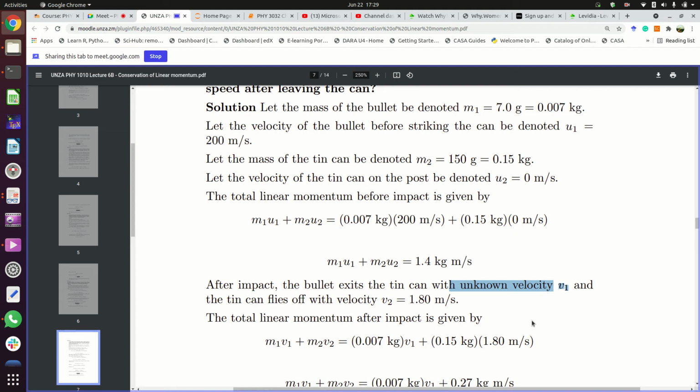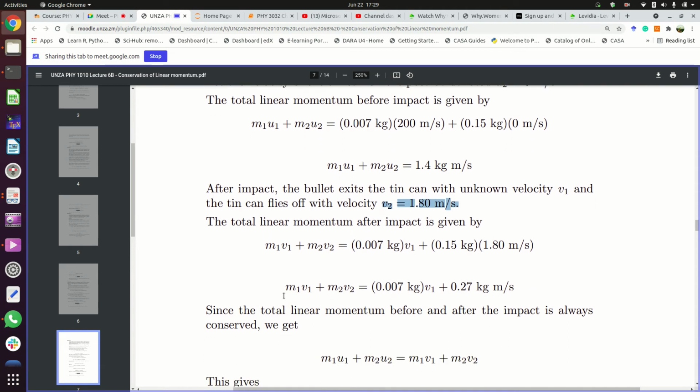the impact. So in this case, the velocity with which the can flies off is 1.8 meters per second, and that's what we're denoting as v2. So v2 is 1.8 meters per second. With this information, we can work out the total amount of motion which is there just after the bullet collides with the can. That's going to be the total linear momentum after impact. That's going to be the mass of the bullet multiplied by the velocity of the bullet which we are looking for, plus the mass of the can multiplied by the velocity of the can which has been given.